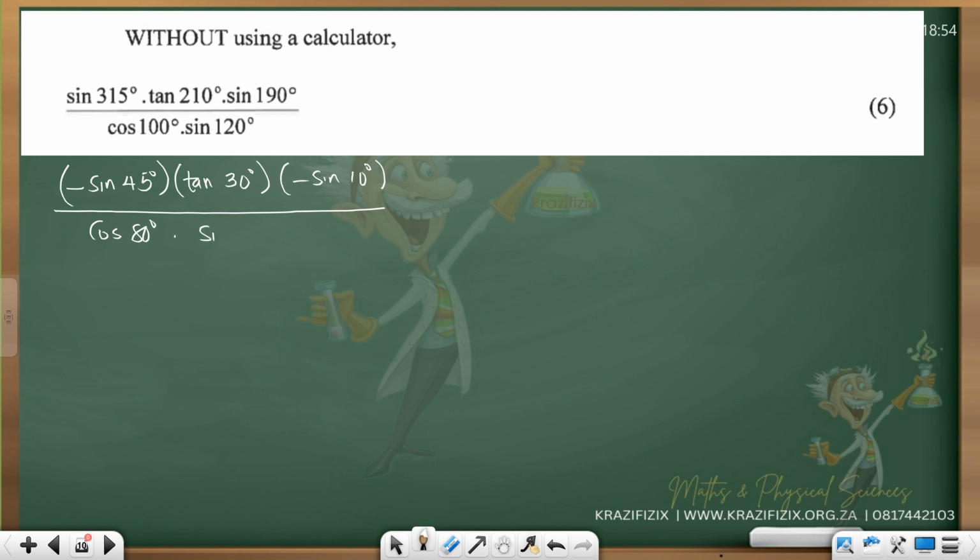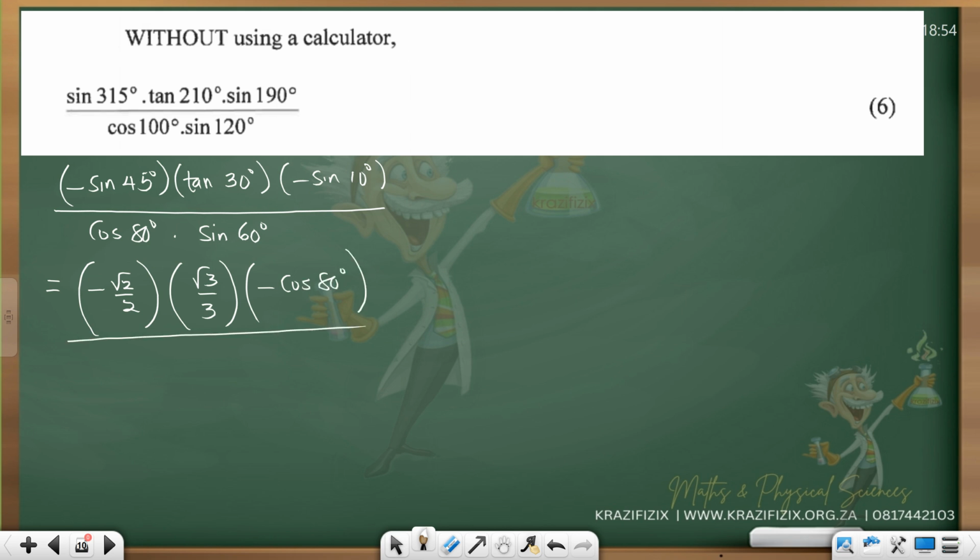And what will this be? Second quadrant, sine 60. Now, instantly, negative root 2 over 2. What is tan 30? Root 3 over 3. Now, we have an angle that is not a special. Can I change it? Cos 80 over cos 80.